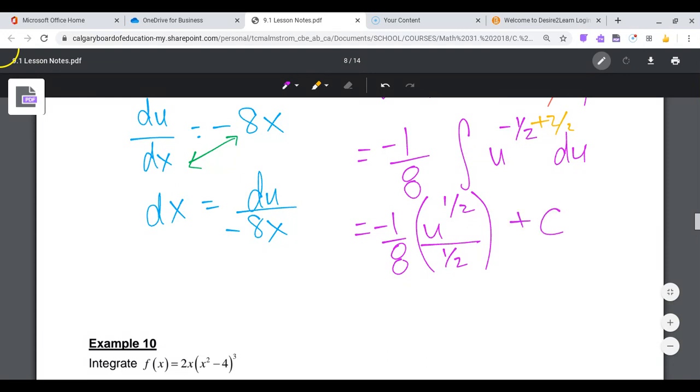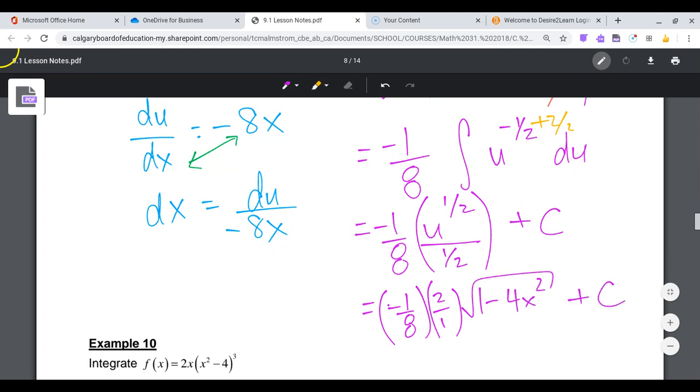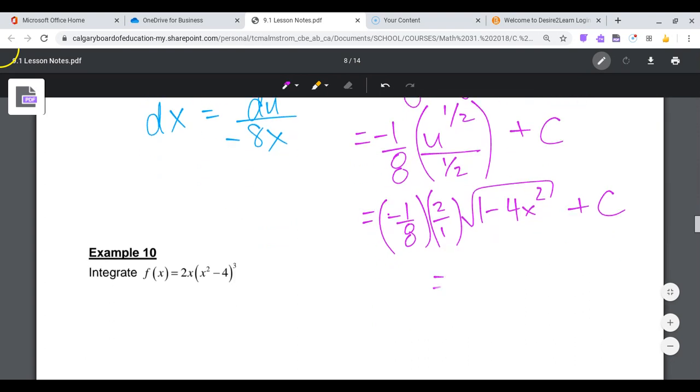And then let's tidy this up. So negative 1/8, maybe I'll write this one out this time, divided by 1/2, so multiply by 2 on 1. And then u was 1 minus 4x squared underneath the radical plus c. So then we have that negative 1/8 times 2 gives me negative 1/4 root 1 minus 4x squared plus c.